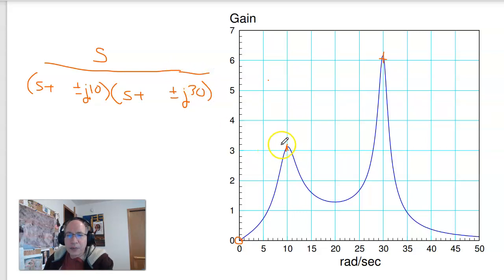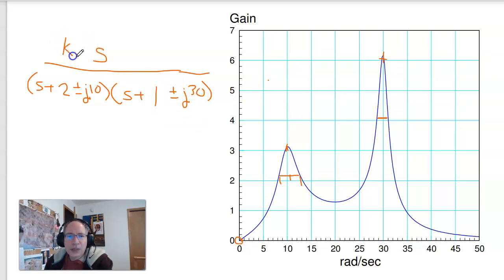To find the real part, go down 0.707. So 0.7 times 3 is 2.1, right about here. That distance is about 4 radians per second. Half that is 2. So this one's at 2 plus or minus J10. Take this peak, that's at 6, times 0.7 gives you 4.2. That's this distance. That distance is about 2 radians. Half of that is 1. So your pole's at minus 1 plus or minus J30.